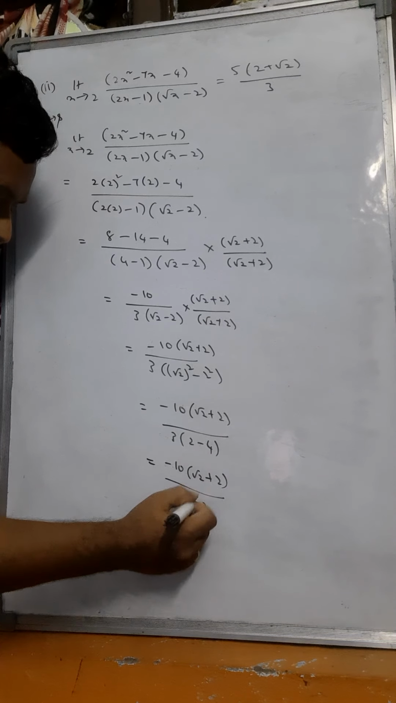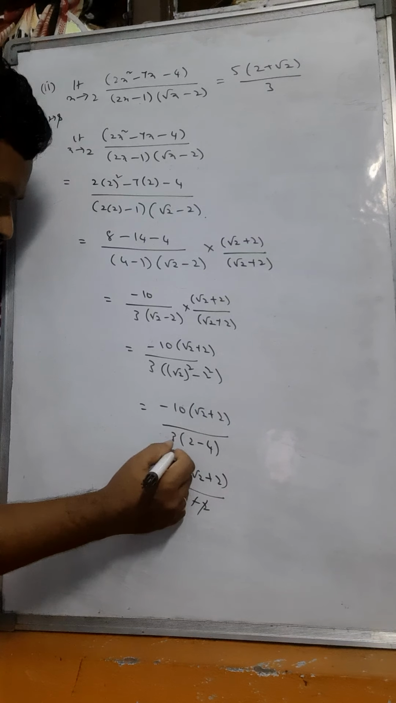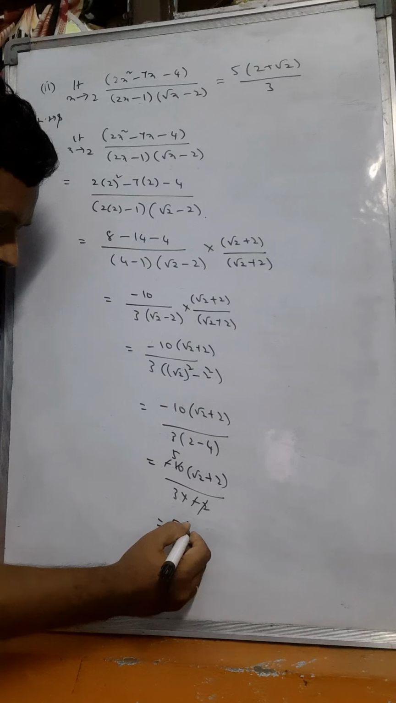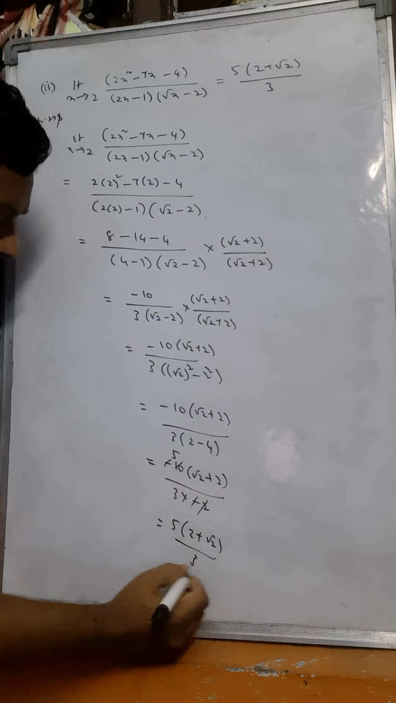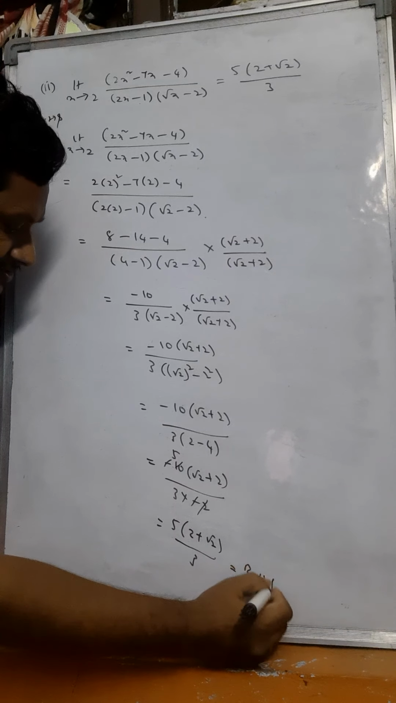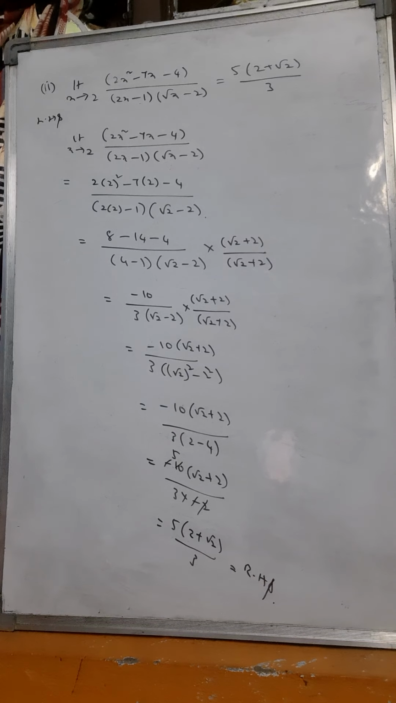So minus minus cancel, 2 ones are, 2 fives are. So 5 into (2 plus root 2) by 3. It is nothing but RHS. Hence proved.